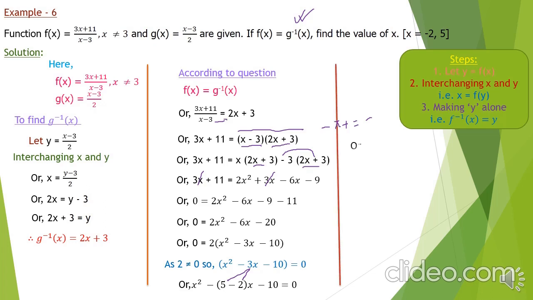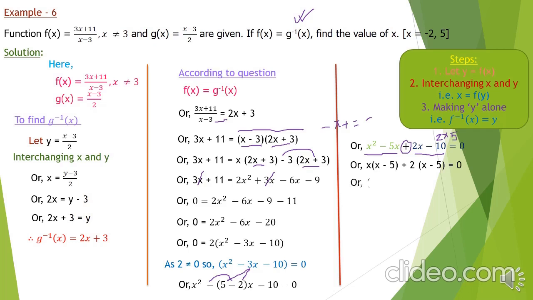Now on factorization, x square - 5x + 2x - 10. Students usually make mistakes here, so you have to be careful: minus into minus will be plus. On taking common, x(x - 5) + 2 common. From these two terms, only x is common, so x - 5. 2 is common because 10 is 2 into 5. So taking 2 common, x - 5.